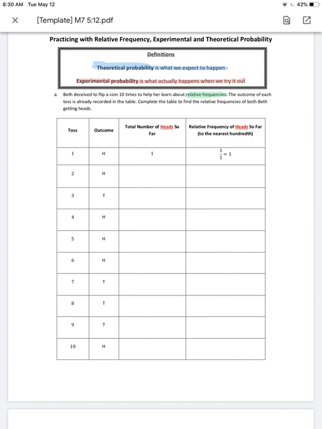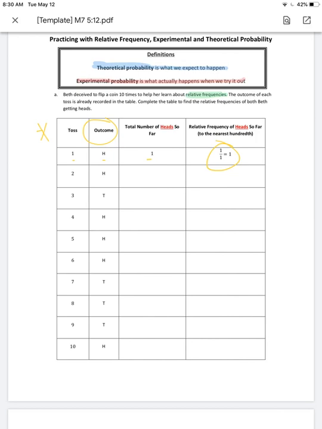It's just how many times that thing occurred. The outcome of each toss is already recorded in the table, so notice below we have our table, and the outcomes are already described for us. So she flipped the coin, she recorded her table. We just have to find out the relative frequencies. The first one's done for us, so we have one toss. It landed on heads. The total number of heads so far is 1, and it was 1 over 1. The number of times heads occurs over that one toss.